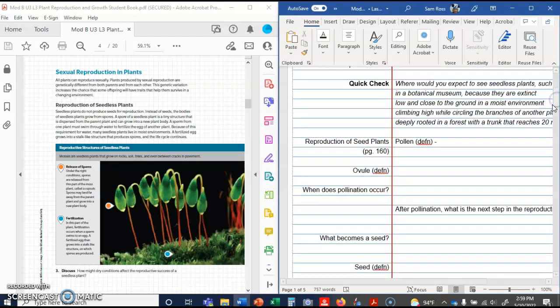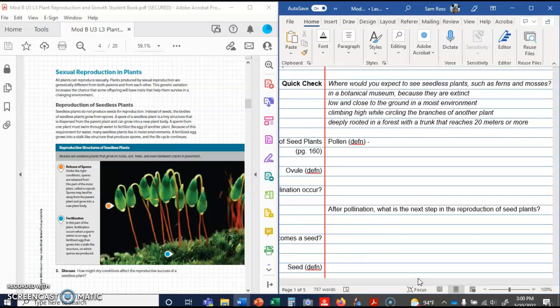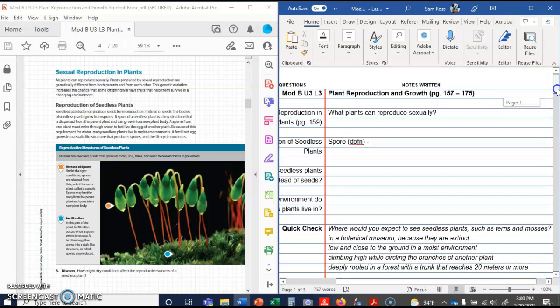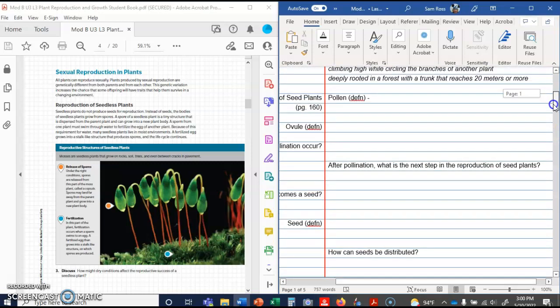So we've gone all the way down to here. Let's see what our quick check is. Where would you expect to see seedless plants such as ferns and mosses? And the answer is going to be low and close to the ground in a moist environment, because that's literally what the question right before it said. Right there. Where do they live in? Okay. Let's keep going.